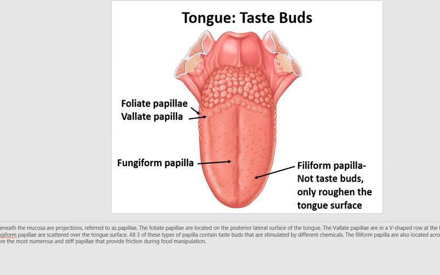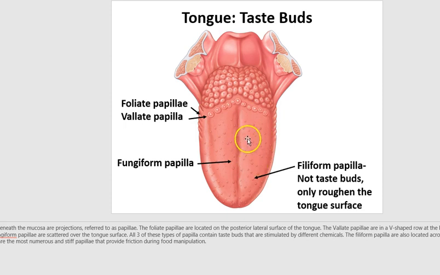On the tongue, there are taste buds, and there's various types. They all lie beneath the mucosa. They're referred to as papilla because they project upward, I guess. The foliate papilla are located on the posterior lateral surface of the tongue, right here. The vallate papilla are in a V-shaped row at the posterior surface of the tongue, back of the tongue.